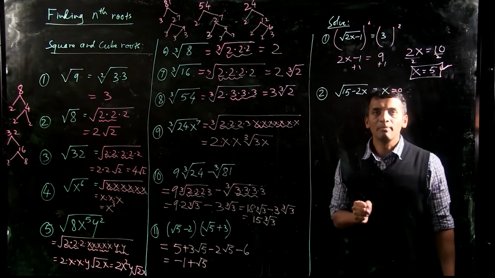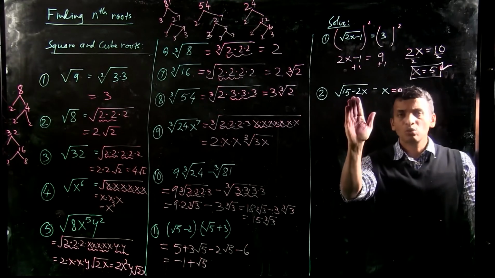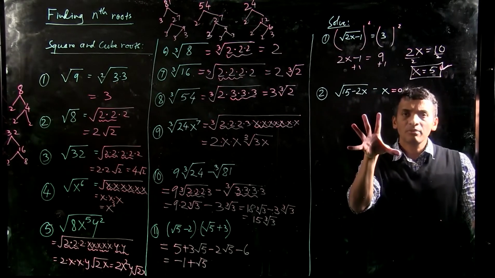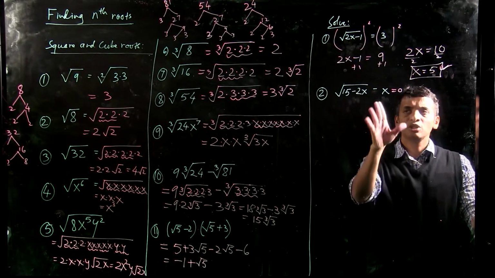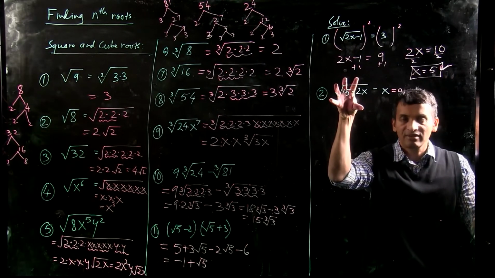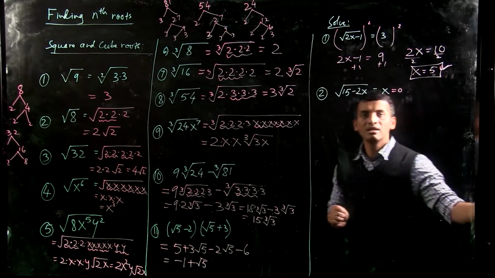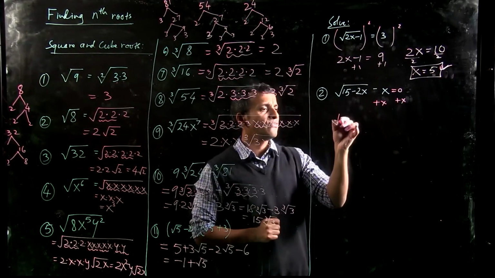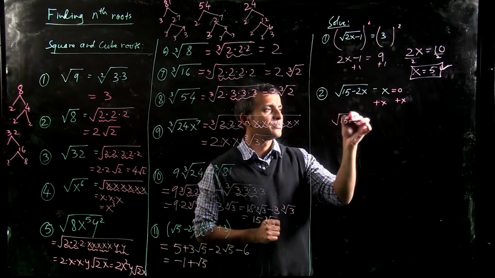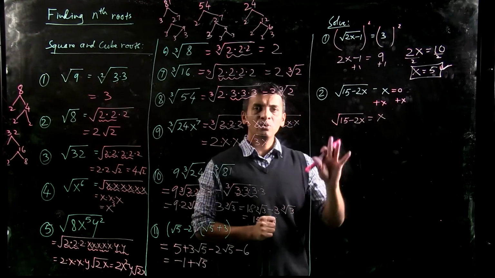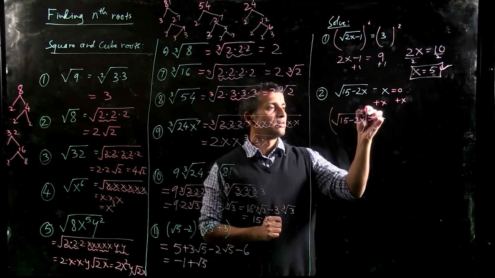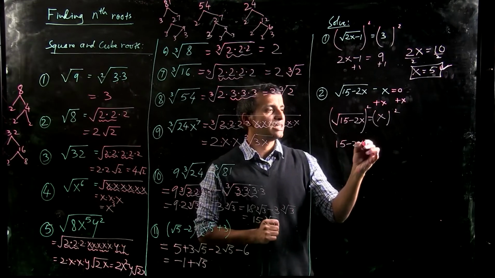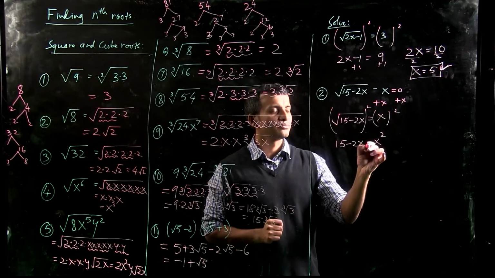Okay. Let's do example 2. In example 2, there is a square root and a term, and there is 0 on the right hand side. So to do this type of problem, always keep only the square root term on the left and move everything else to the right. In that sense, you will have to add x on both sides. You get the square root of 15 minus 2x equals x. Now we are okay to square on both sides. What do you get on the left? It is 15 minus 2x equals x squared.